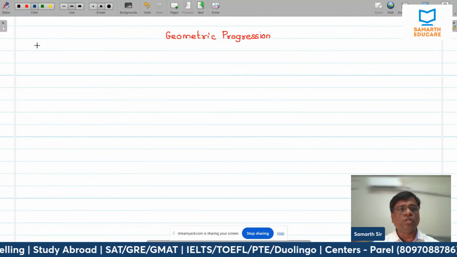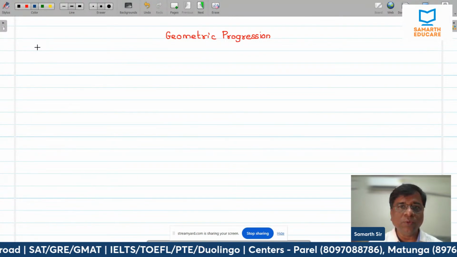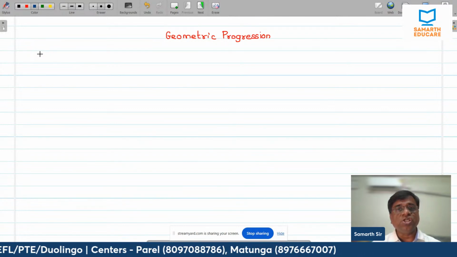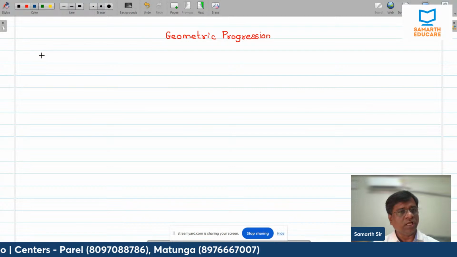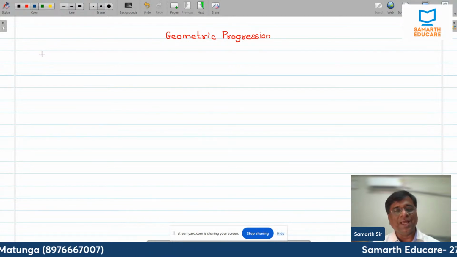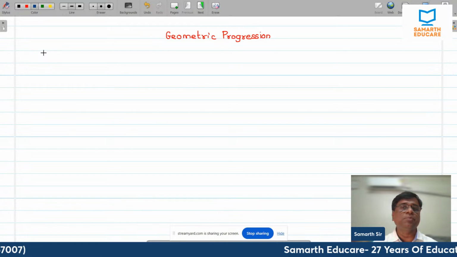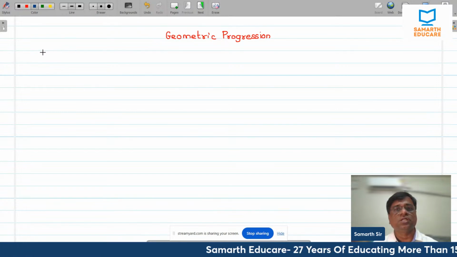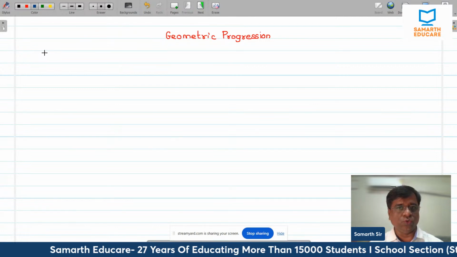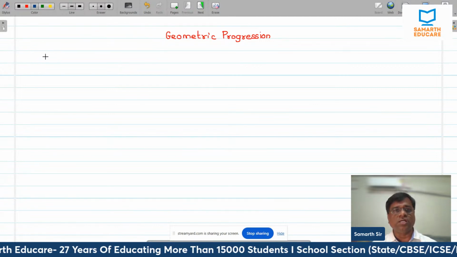What is a geometric progression? A geometric progression is a sequence in which the ratio, that is, division, of a term and the preceding term, that means the previous term, is always a constant. This constant is called the common ratio.